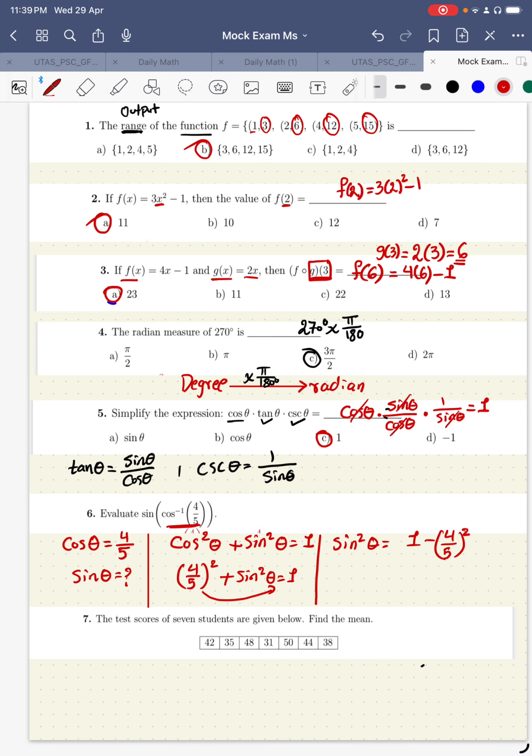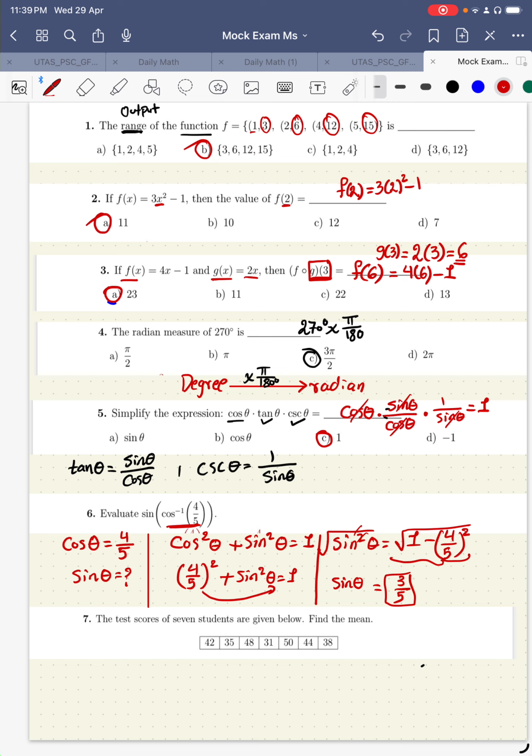Now to get rid of the squared on sine, I'm gonna take the square root of both sides. So this one is gonna cancel with this one. And if I use the calculator to compute this, I'm gonna end up with the answer of 3 over 5. And that's gonna be my sine theta. So that's gonna be my answer.